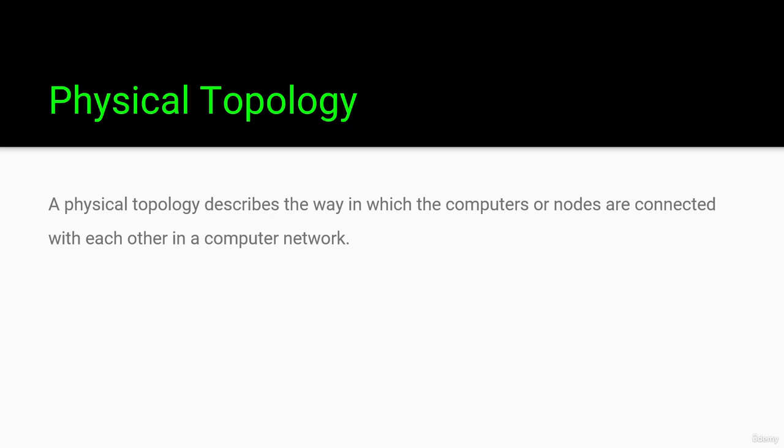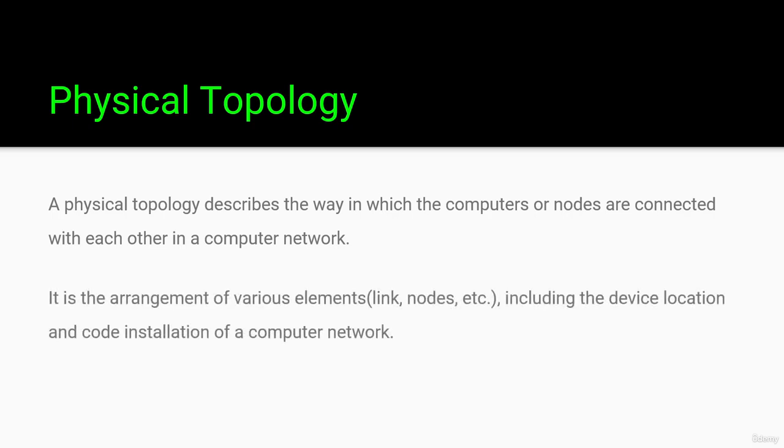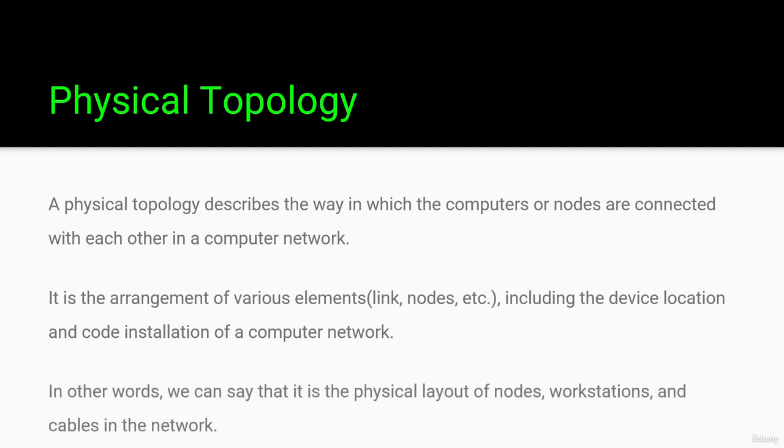On the other hand, the physical topology describes the way in which the computers or nodes are connected with each other in a computer network. It is an arrangement of various elements, links, nodes, etc., including the device location and code installation of a computer network. In other words, it is the physical layout of nodes, workstations, and cables of the network.